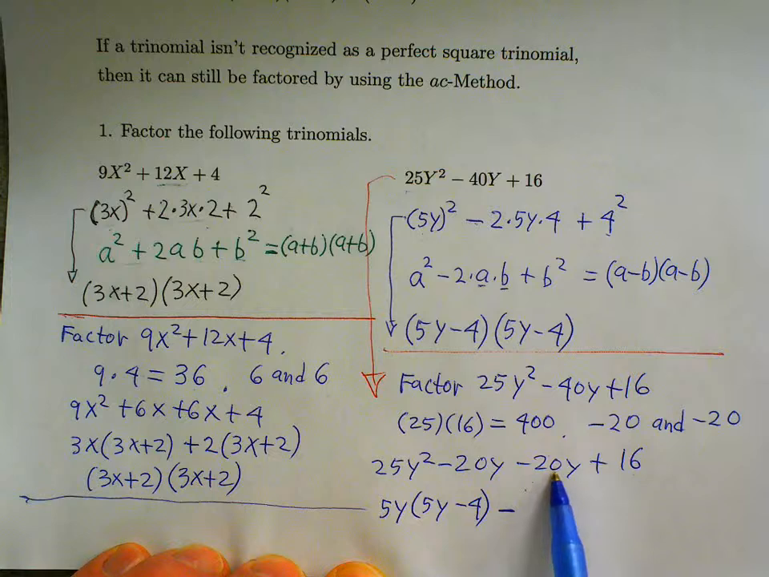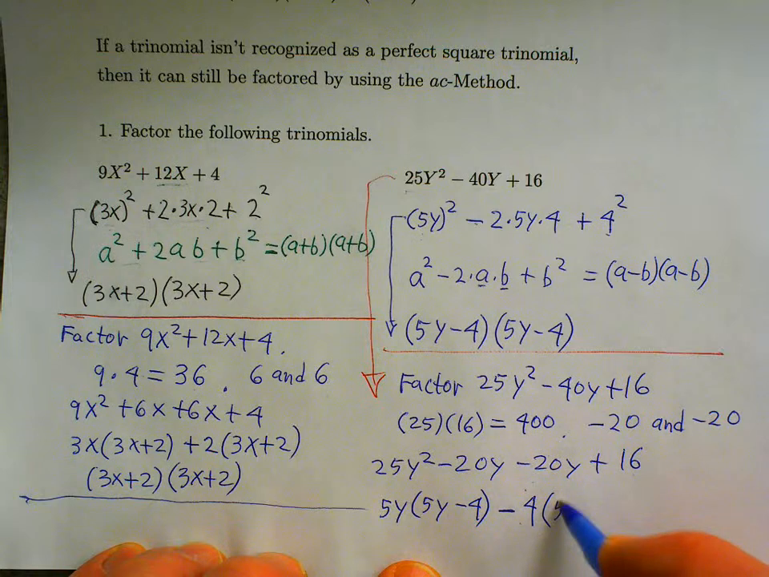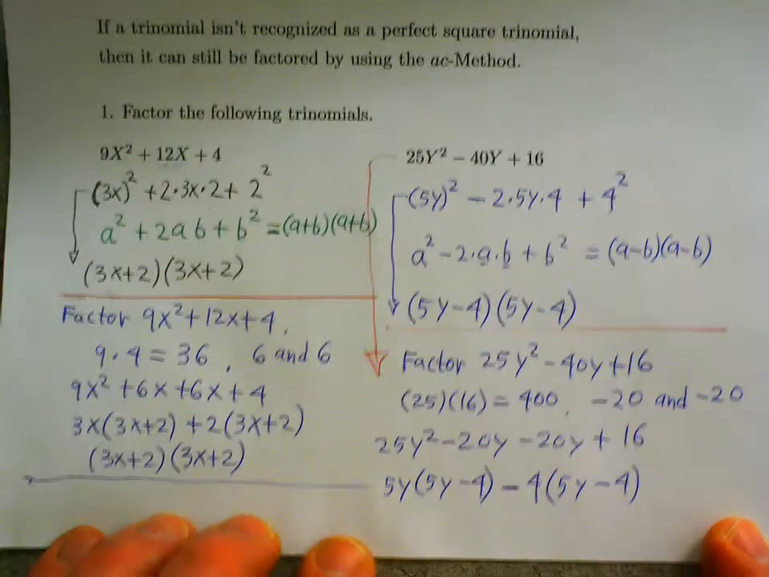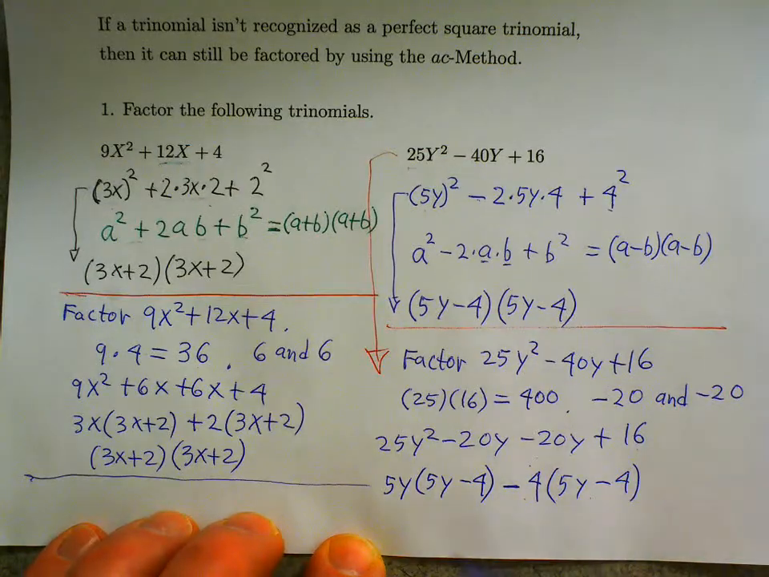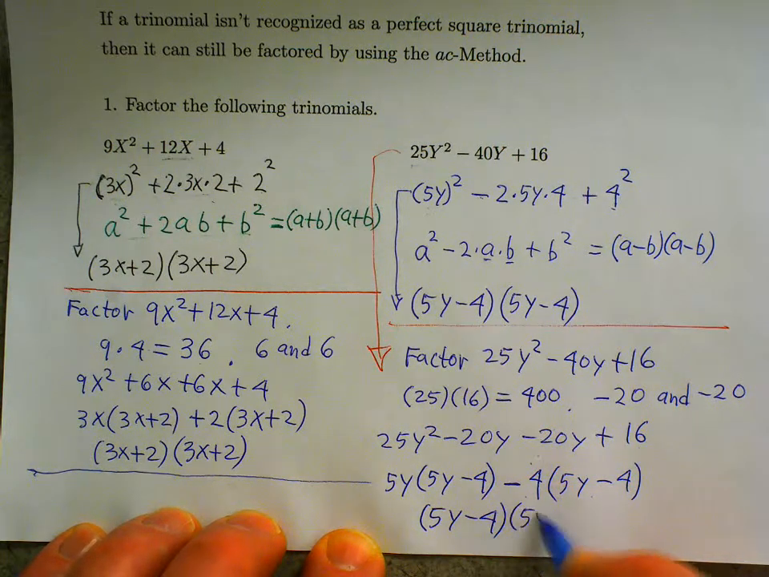And out of the third and fourth terms, the greatest common factor is 4, but we want to factor out negative 4. So negative 20y divided by negative 4 is positive 5y. And 16 divided by negative 4 is negative 4, so we write minus 4. Okay, the two binomials match, so our complete factorization is 5y minus 4 times 5y minus 4.